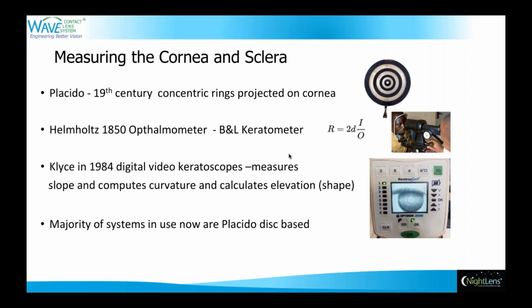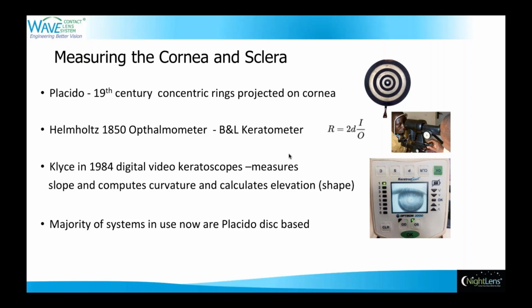1850, you have the ophthalmometer, and that's what the B&L keratometer is fashioned after. And of course, they're looking at the size of the image, the mires, over the size of the object, the cornea. And of course, it's only giving you a couple of data points, steep and flat, in the central 3 to 5 millimeters. That's what most autorefractors, of course, are using.